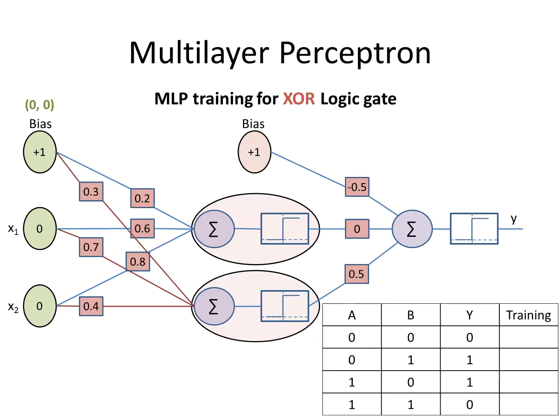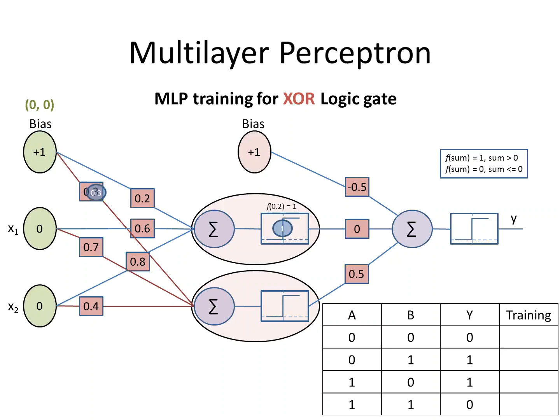So let's move ahead with the training of the XOR logic gate. First, my bias passed through the 0.2 and it gives me the output as 0.2. The first input gives the 0.6 multiplied by 0, and the second input is also 0. So overall it gives me the output as 0.2. Passing through the threshold function, it gives me the output as 1.